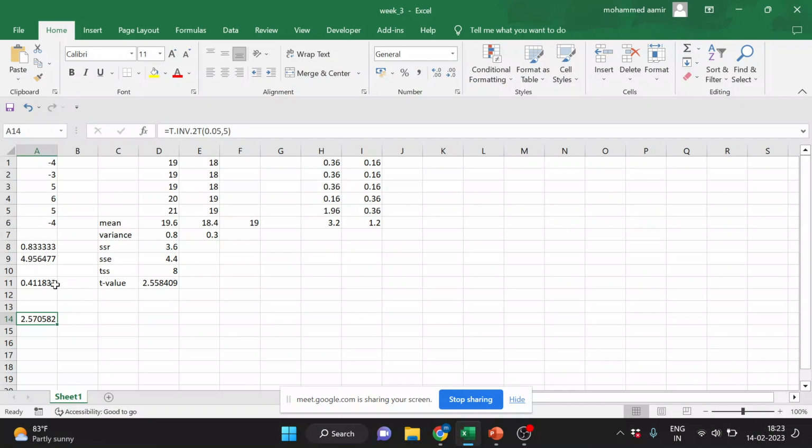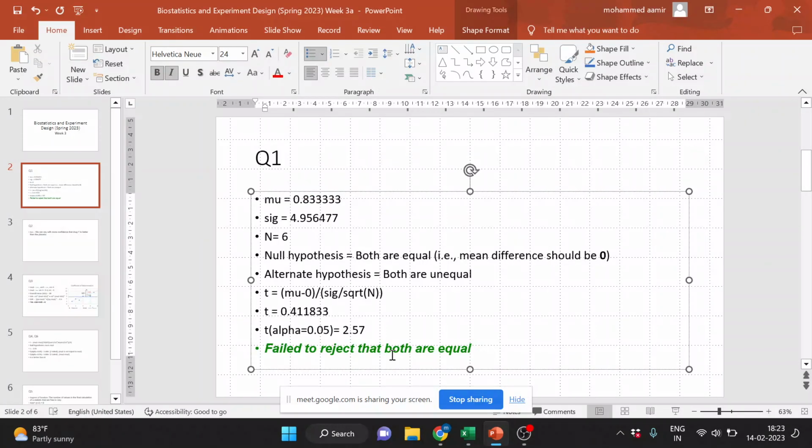Same thing here. So that was 2.57, and what we got was much lesser than that, which is why you fail to reject the null hypothesis.